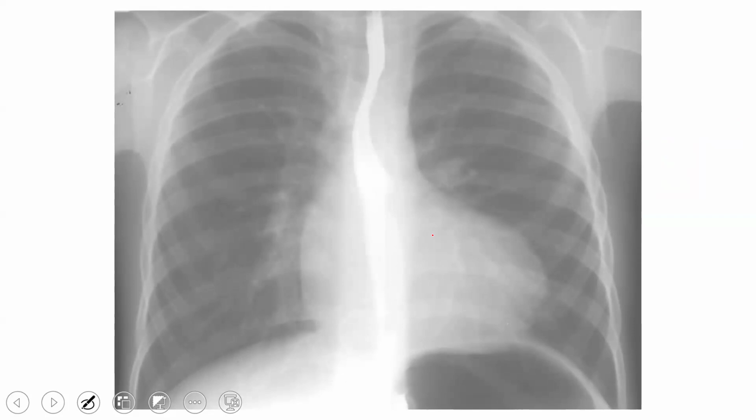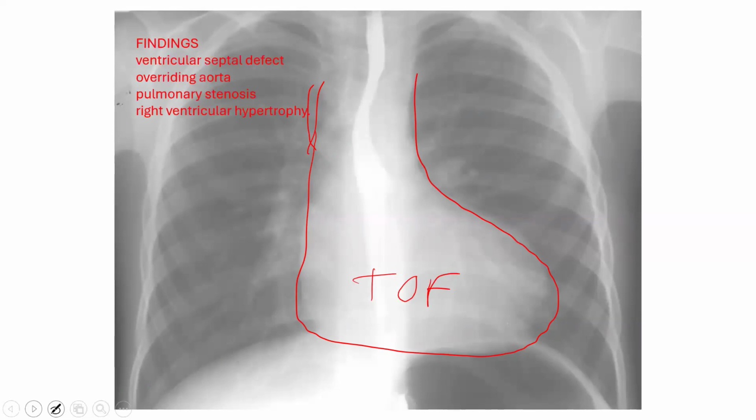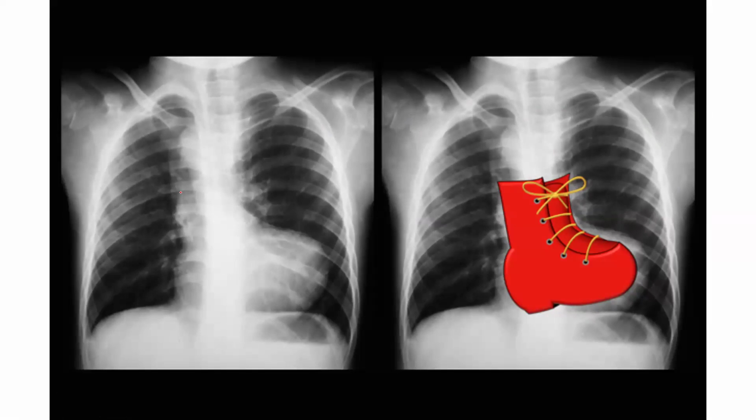Boot-shaped heart. You see this heart, kaa kiatu. Whenever you see that boot-shaped heart, just think of TOF. Boot-shaped heart is pathognomonic for TOF. So features of TOF, you had said them: ventricular septal defect, overriding aorta, pulmonary stenosis, right ventricular hypertrophy. And that's the boot. Whenever you see that, just think of TOF.